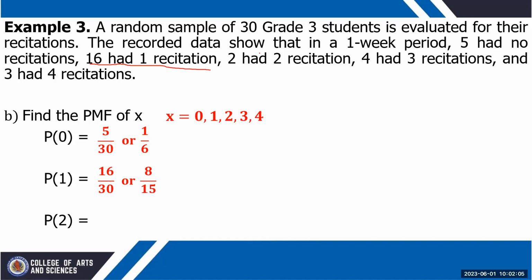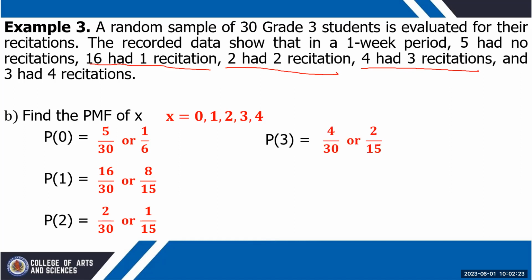Pag dalawa naman, meron daw tayong 2 students na nakakuha ng 2 recitations. So, that's 2/30. That's 1/15. Pag 3 naman, meron daw tayong 4 students. So, 4/30 or 2/15. And lastly, ilan yung nakakuha ng 4 na recitations? Meron daw tayong 3. So, 3/30, that's 1/10.